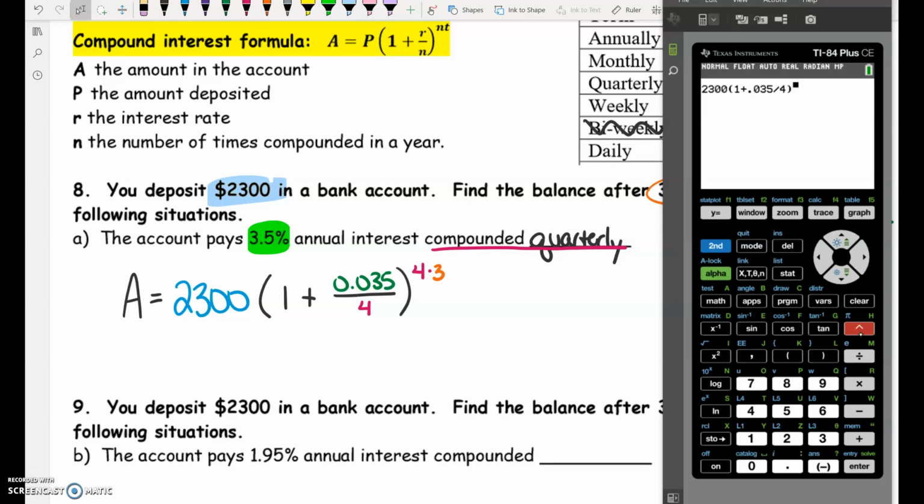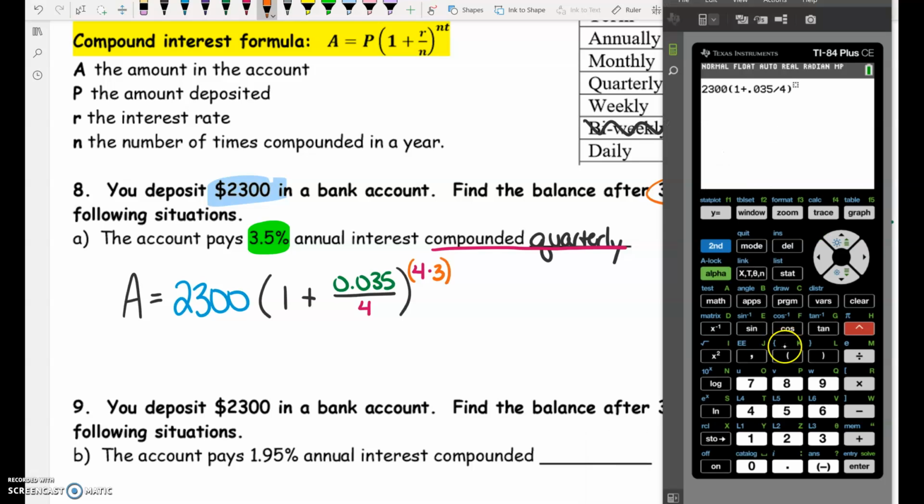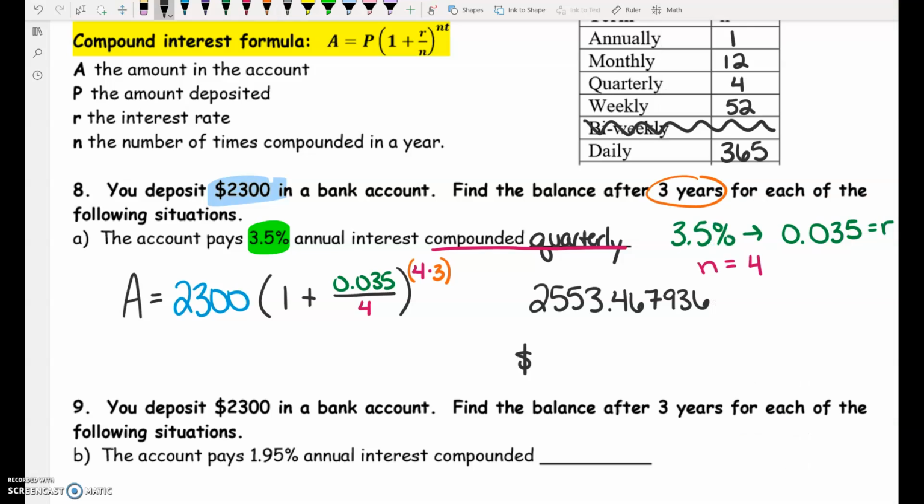Now on your calculators, you want to put parentheses around the exponent. So parentheses 4 times 3, close your parentheses. Now, if you know that 4 times 3 is 12, you could just raise it to the 12th. But sometimes you won't know what that number is. I get this number, 2553.467936.